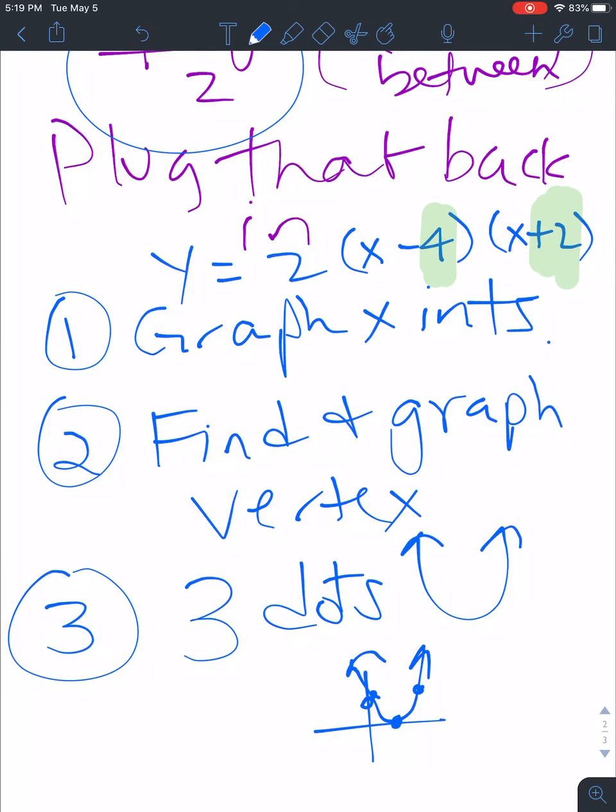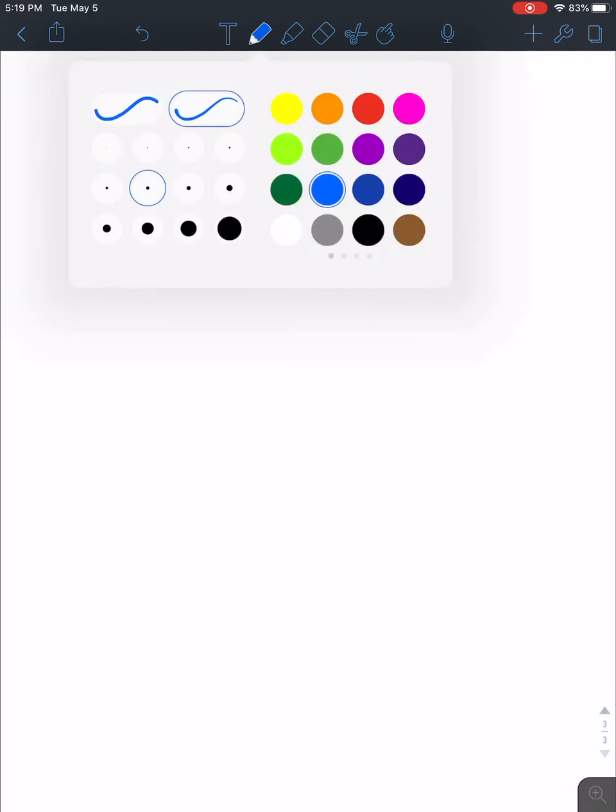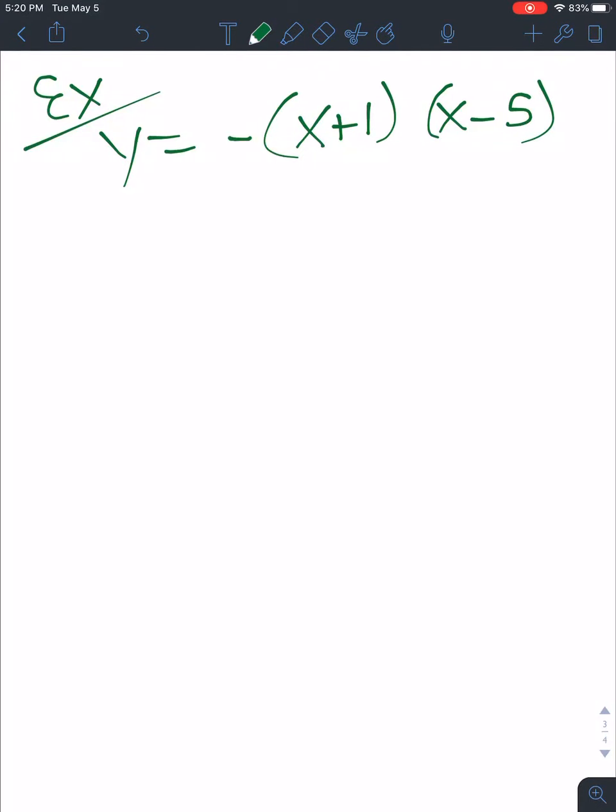First, identify and graph your x-intercepts. Second, find and graph your vertex. 3, connect them with the dots. All right, in my opinion, I honestly believe that the intercept form is the easiest because finding the vertex is super easy. That's okay if you don't believe me because I'm going to walk through an example. So if we have y equals negative times x plus 1 times x minus 5.